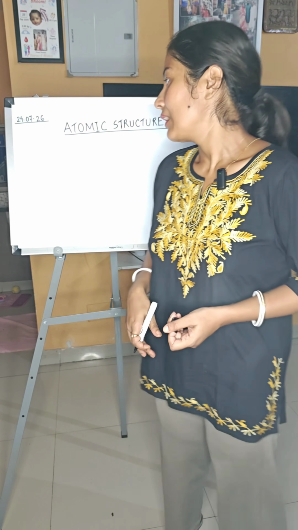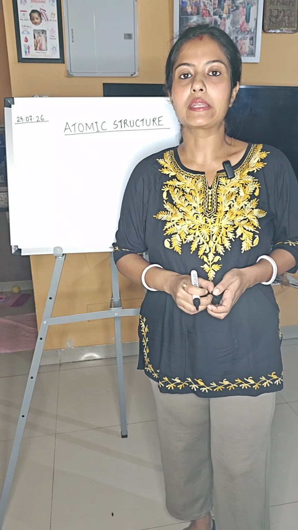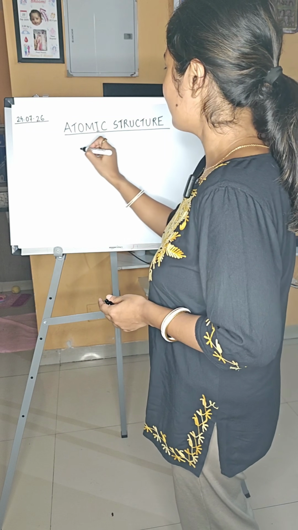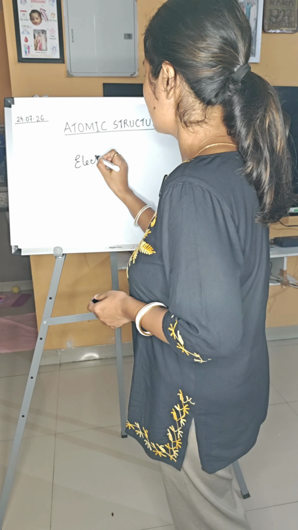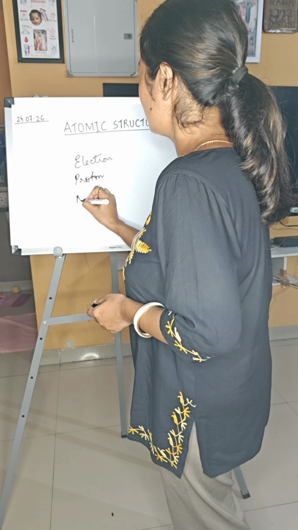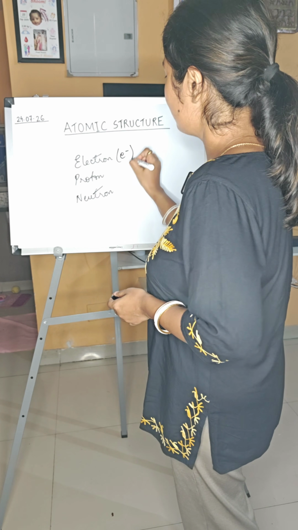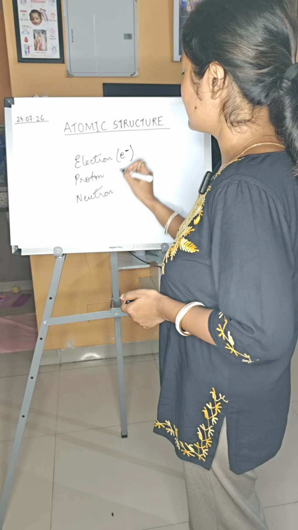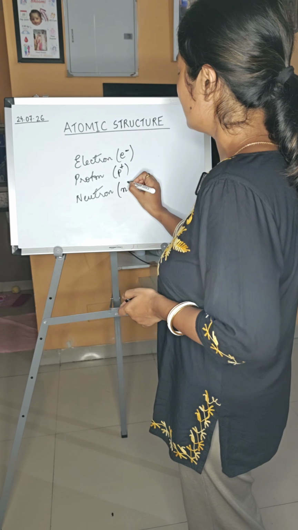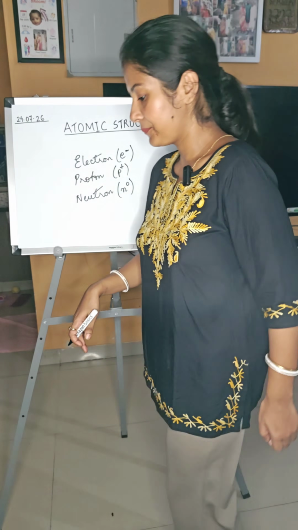So let us begin. An atom is the smallest particle of matter which cannot be seen with the naked eye, and an atom has three fundamental particles. The first is the electron, second is the proton, and the third is the neutron. So electrons are negatively charged, denoted with the negative sign. Protons are positively charged, and neutrons are basically chargeless. They are neutral species.